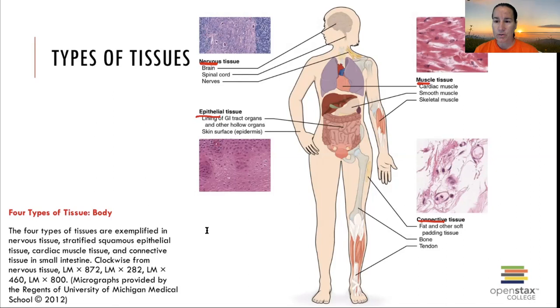Muscle tissue is going to be broken down into the 3 categories of cardiac, your heart muscle. Your skeletal muscle helps you move and get around.